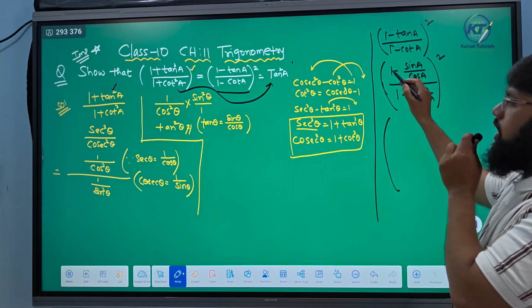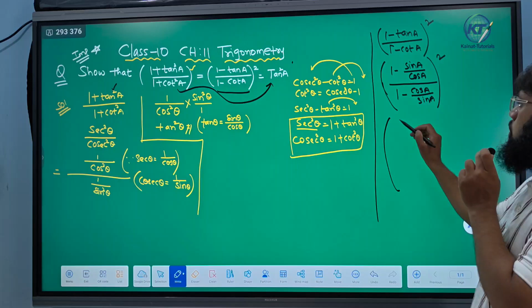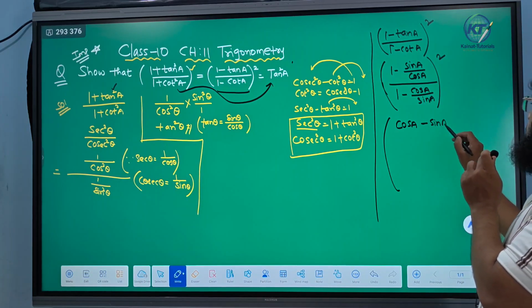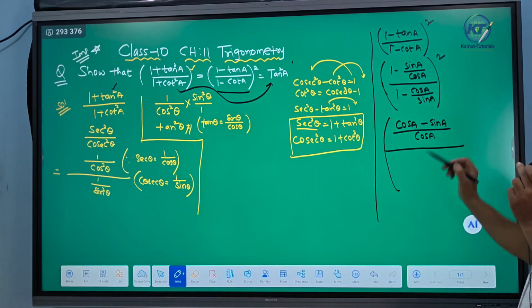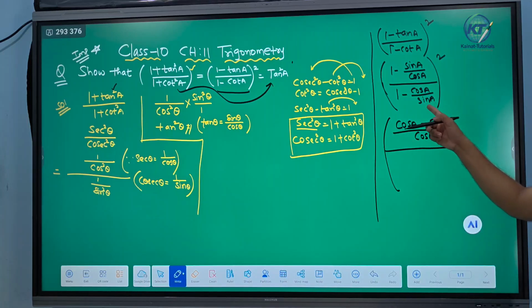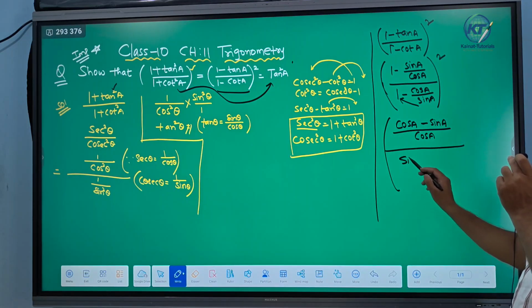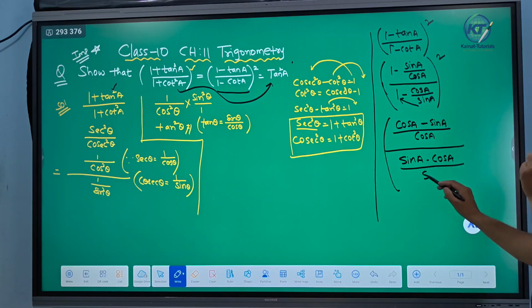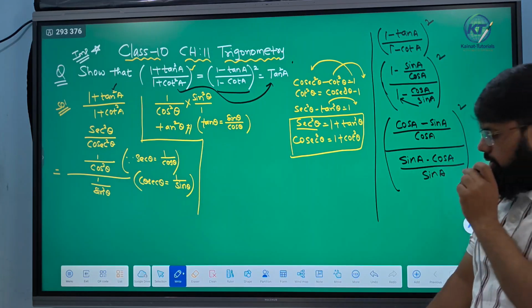Then afterwards cos A I am going to multiply with 1. So what I am going to get? Cos A minus sin A by cos A. Numerator done. Understand? Now the denominator. This time what will multiply with 1? Sin A will multiply with 1. So you are going to get here sin A minus cos A by sin A. Am I clear? Whole square, don't forget. Is it clear everyone?